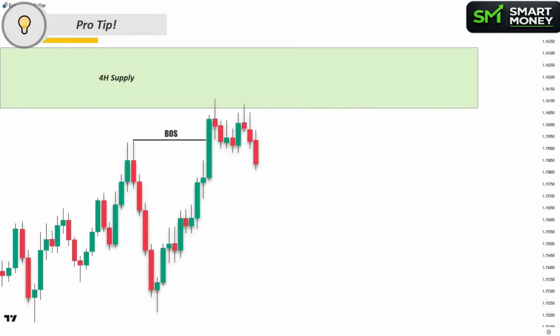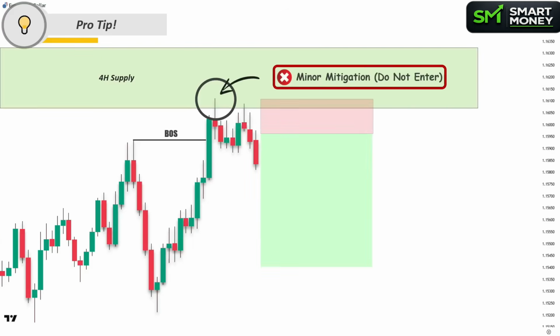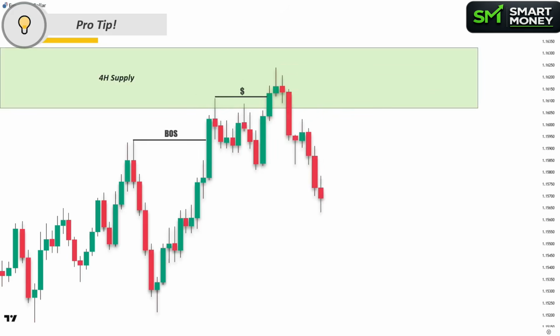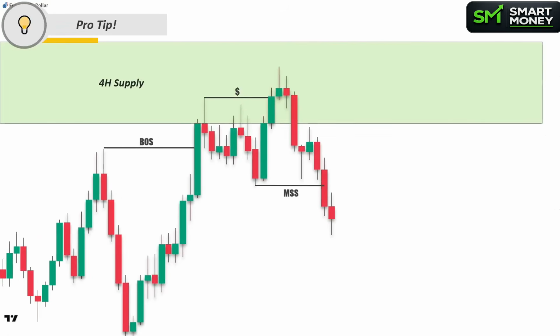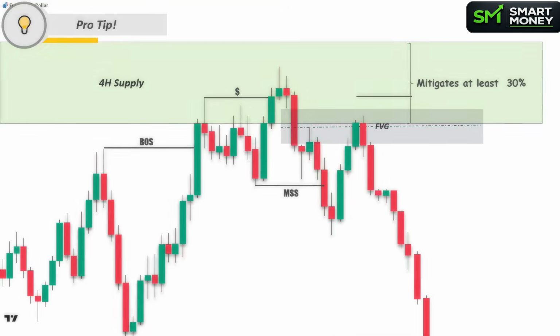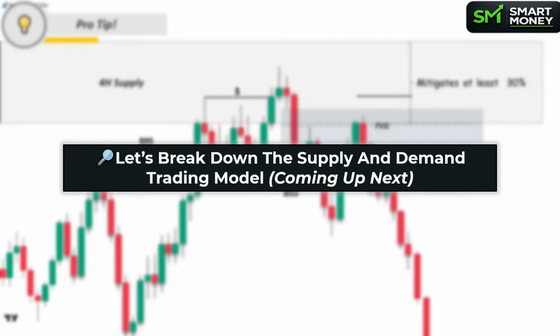Here is another important tip. When price first touches a supply or demand zone, do not trade every minor reaction. If most of the zone remains unmitigated, price may push deeper to fill the remaining orders before reversing. Entering too early can make you liquidity for traders positioned at better prices. So, wait for price to mitigate at least 30% of the zone before looking for lower time frame confirmation and an entry. Now, let's break down the supply and demand trading model and see exactly how to execute trades with it.